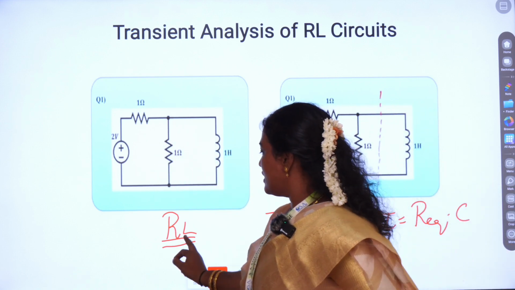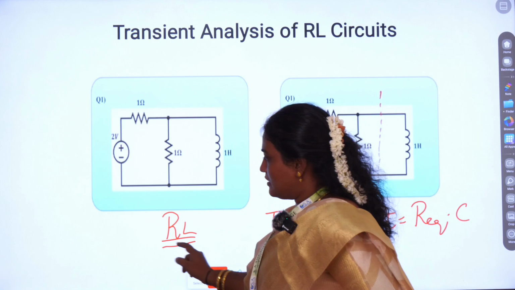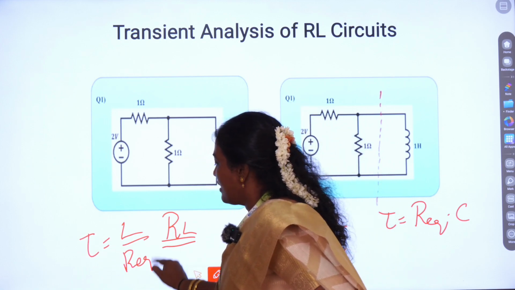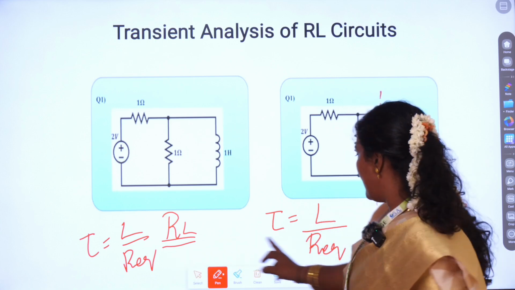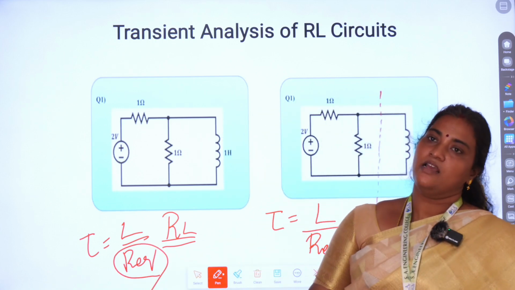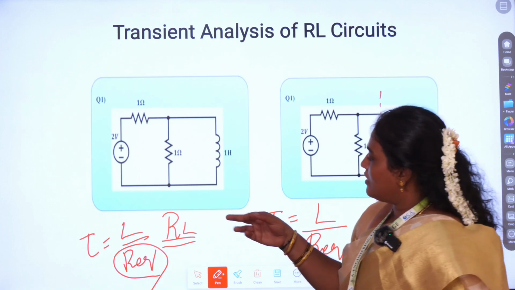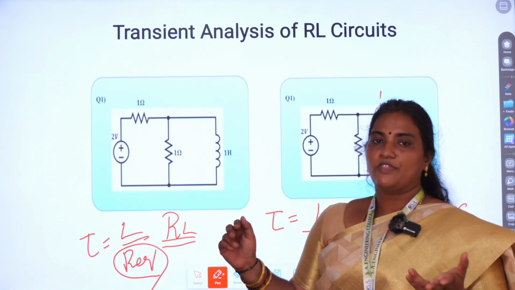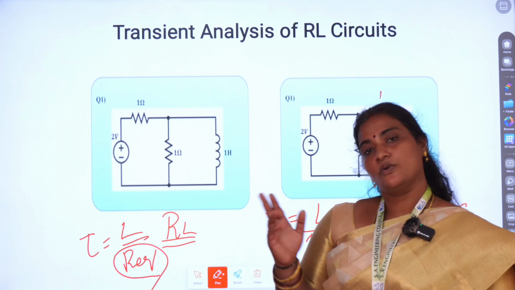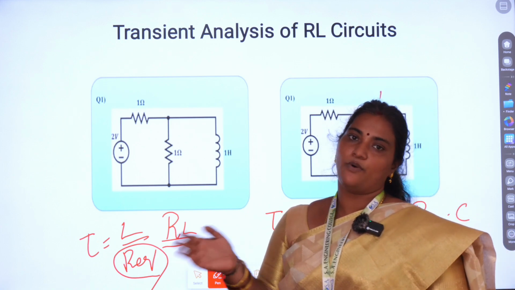To find the transient time, I should find what the R equivalent is. First, what is tau? Tau is given by L divided by R equivalent. So I have to calculate R equivalent. We know that using Thevenin's we would have calculated R equivalent. What is the first step of Thevenin's? As you all know, if it is a voltage source, you have to short circuit. If it is a current source, you have to open circuit.